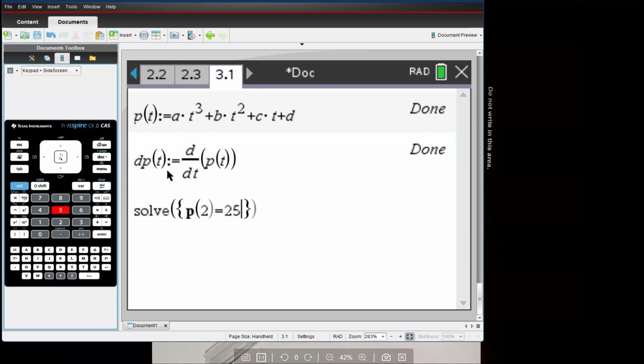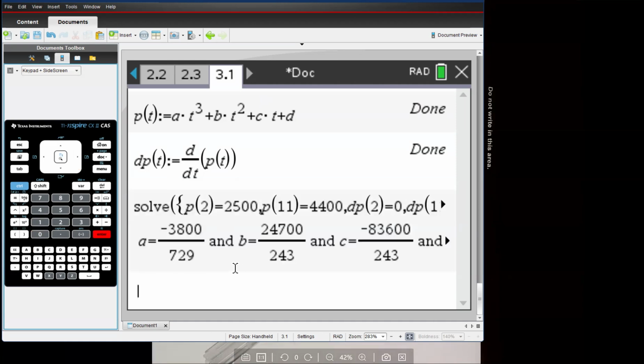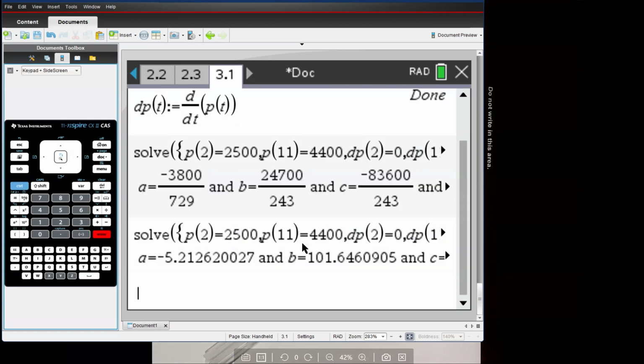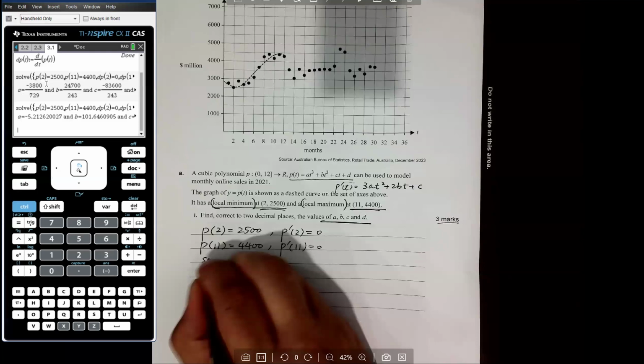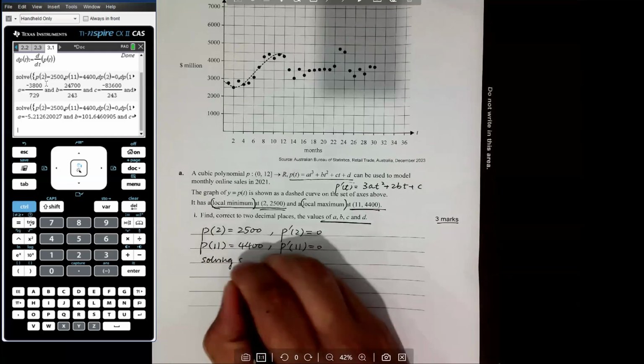P2 equals 2,500. P11 equals 4,400. dP of 2 equals 0. dP of 11 equals 0, comma A, comma B, comma C, comma D. So you should be able to get some exact values, but then they just ask you to round them to 2 decimal places. So each of them will be just solving simultaneously.